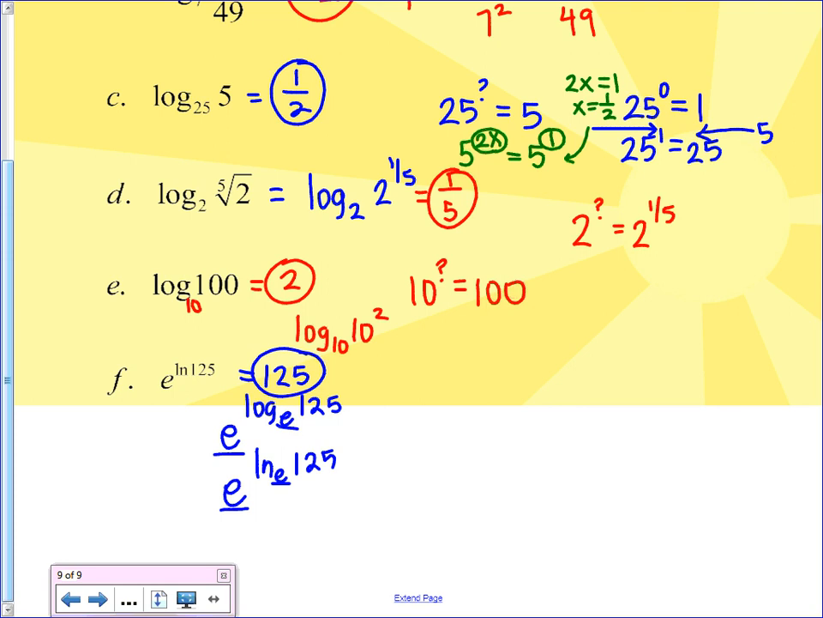So that is it for logarithmic functions today. Again, a couple things to remember. How to change back and forth from one form to another is going to be critical. Being able to evaluate logarithms without a calculator, and then being able to graph, recognizing that logs and exponentials are inverse functions.